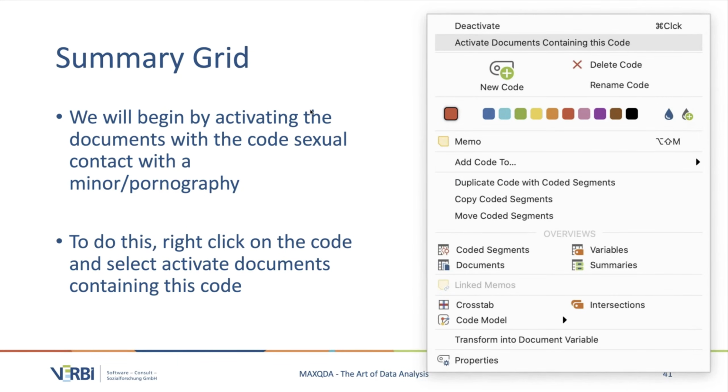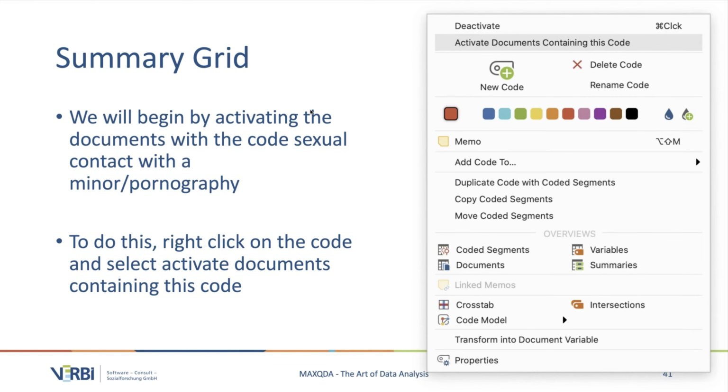So we're going to begin by activating the documents that contain the code sexual misconduct. In the final version, I renamed the code, simplified. To do that, I simply right-click on that code in the code system, and I select Activate Documents Containing this Code. It's a very quick way of accessing a certain set of documents.